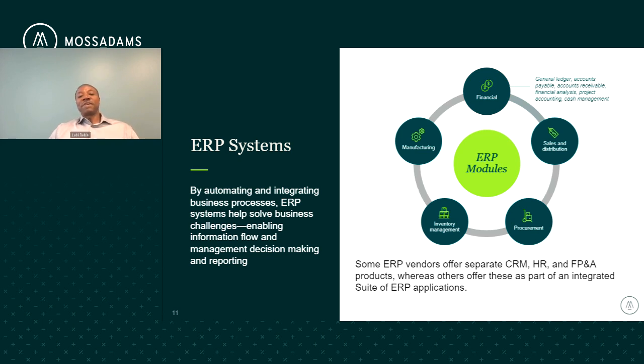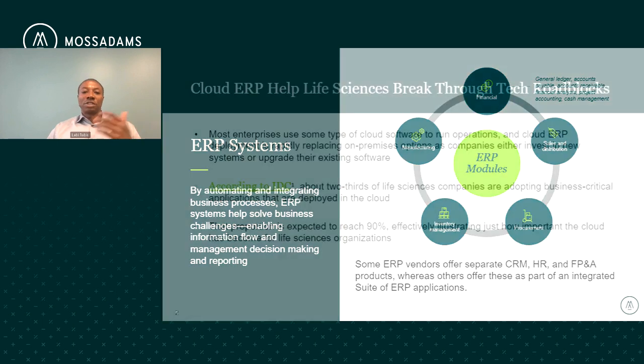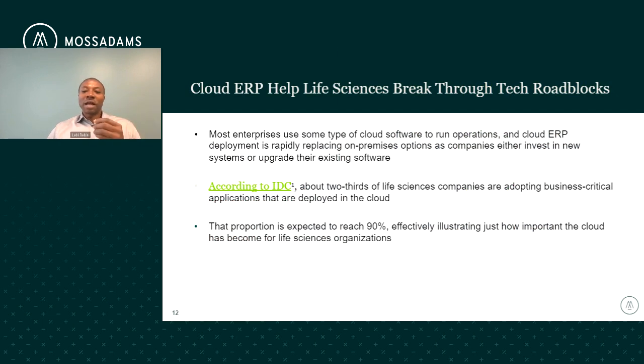There are three different ways of deploying ERP systems. We have the on-premise method, hosted method, and cloud. But cloud has been the option of choice for most companies operating in the modern business environment. And just to share some stats, most enterprise systems use some type of cloud software to run operations. And cloud ERP deployment is rapidly replacing on-premises or even the old hosted option as companies either invest in new systems or upgrade their existing software.